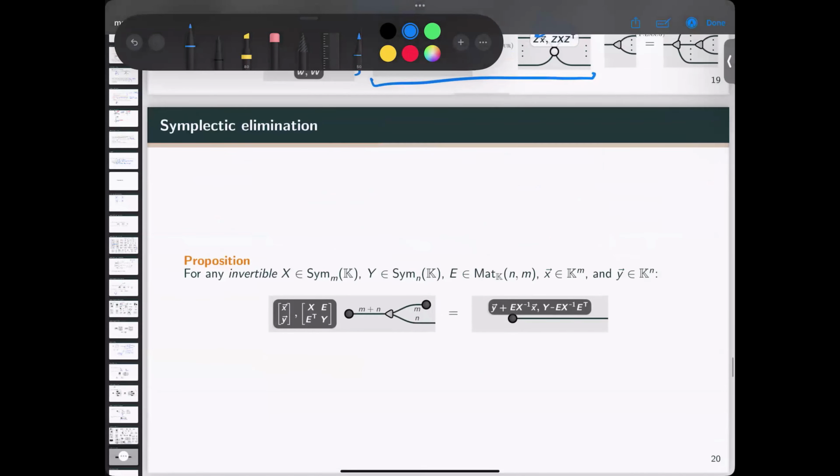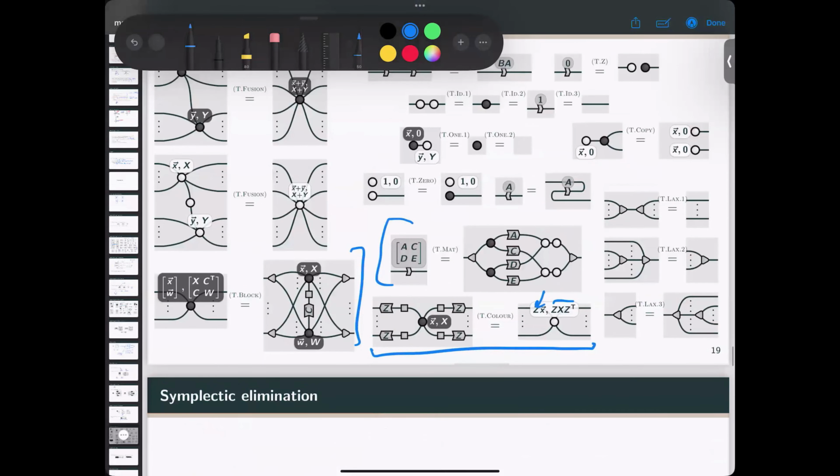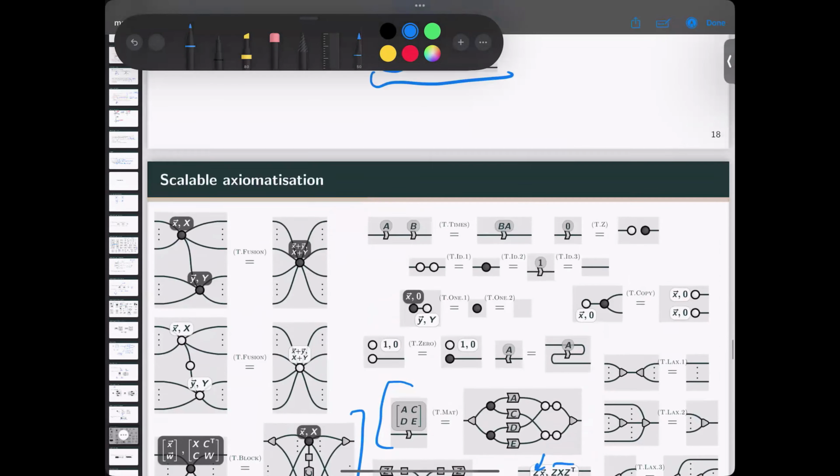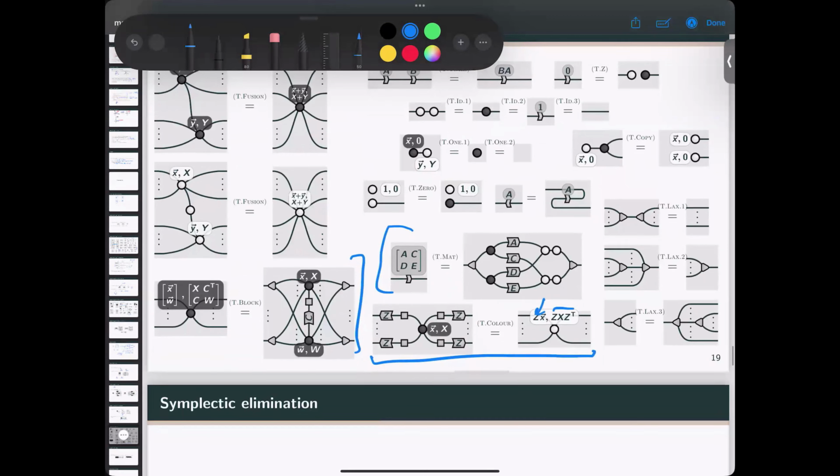Okay. And when you say Euler decomposition, you mean for the Hadamard, right? Not the generalized Euler for any qubit unitary. Yeah. The Euler decomposition of the Hadamard blocks.